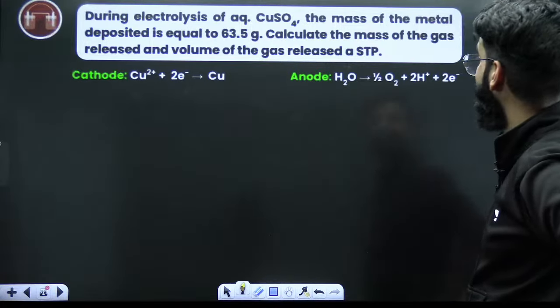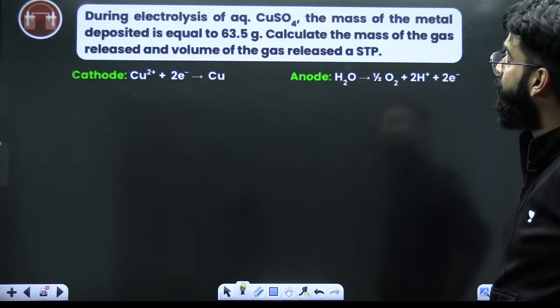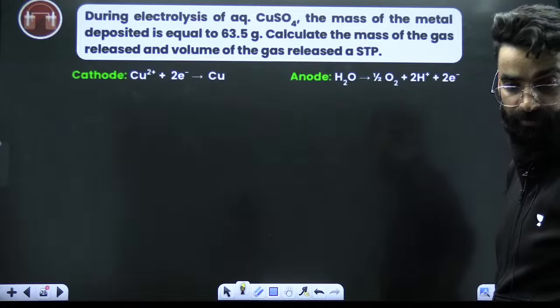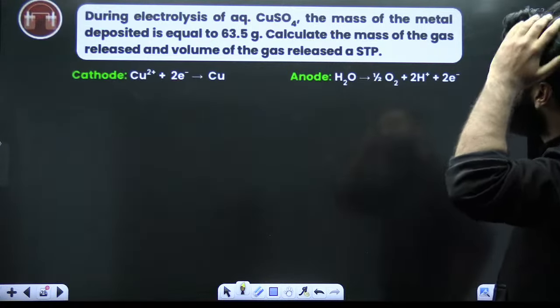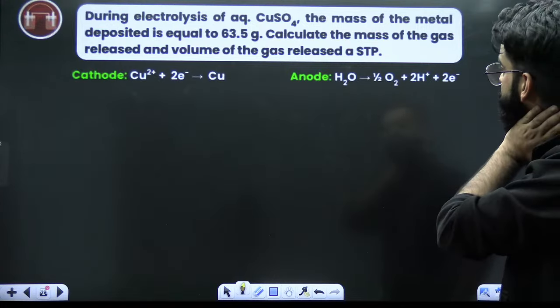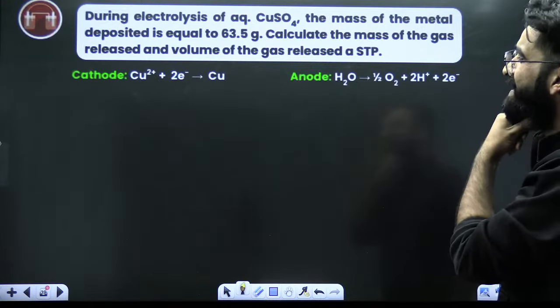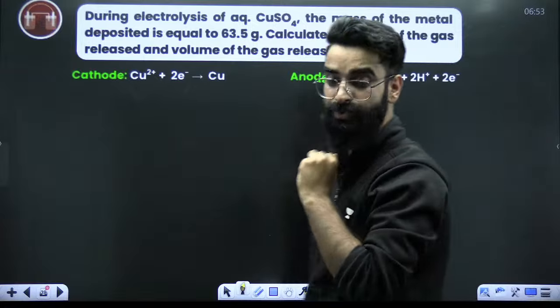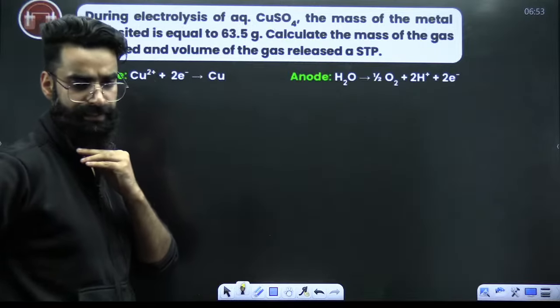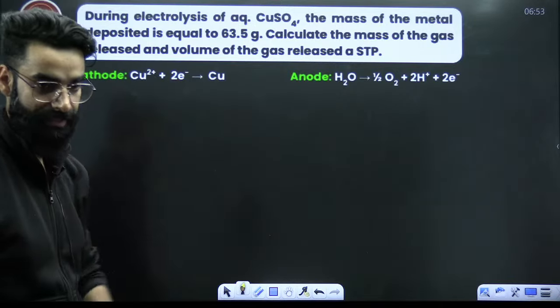The question is, during electrolysis of aqueous CuSO4, the mass of metal deposited is equal to 63.5 grams. Calculate the mass of gas released and volume of the gas released at STP. These are 2-3 questions. Try to understand.